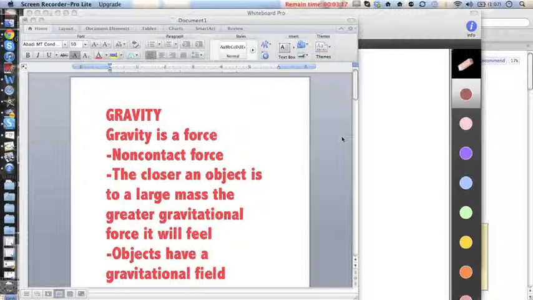Okay, today we're going to talk about gravity. So gravity is a force. It's a non-contact force. The closer an object is to a larger mass, the greater gravitational force it will feel.